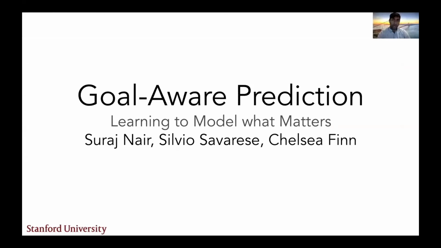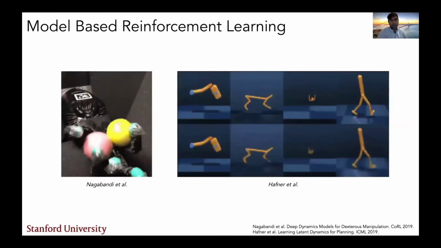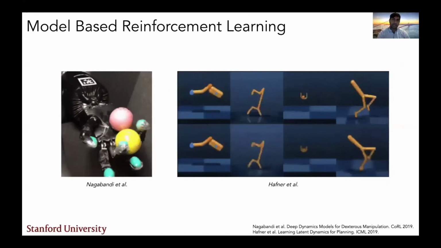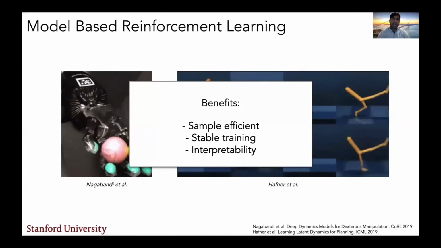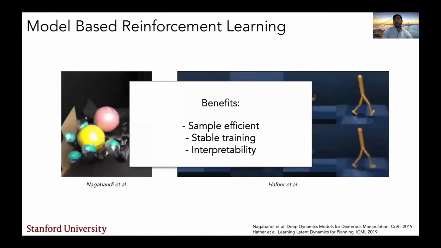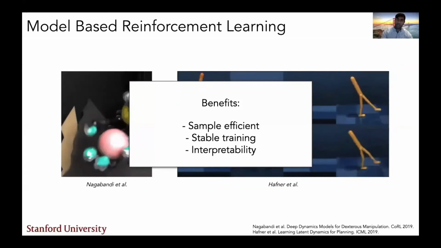We present goal-aware prediction, learning to model what matters. Deep model-based reinforcement learning has shown promise in a number of settings, ranging from challenging robotic control to learning directly from pixels. These methods exhibit numerous favorable properties, including sample efficiency, stability, and interpretability.